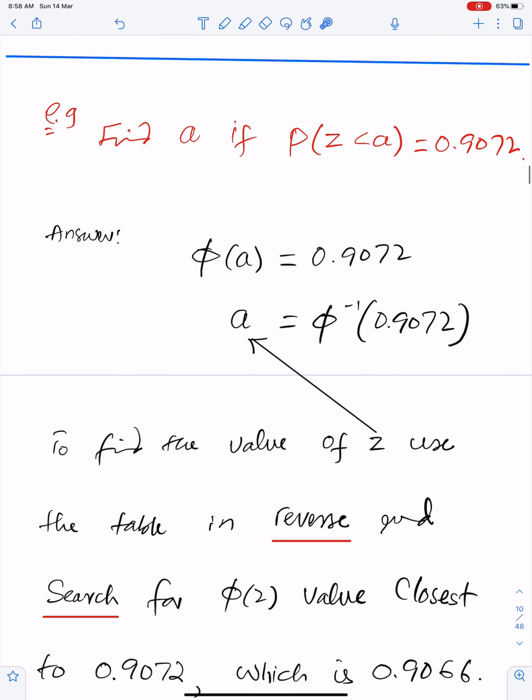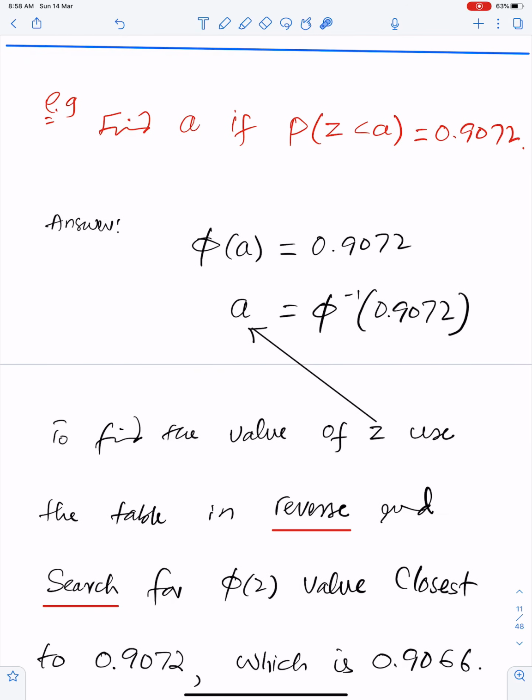Now this is the question. Find A, if this probability is 0.9072. When probability is given, then we find phi inverse. So you need to write this as phi A equals 0.9072.